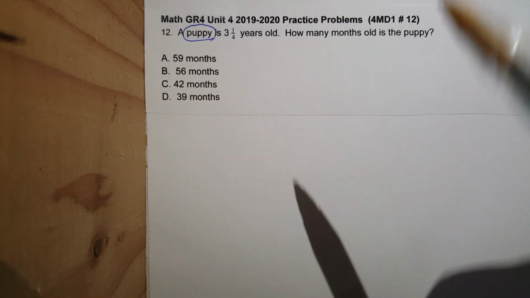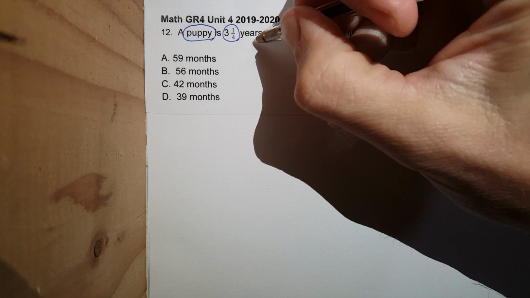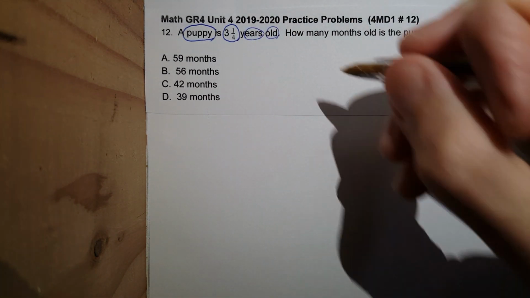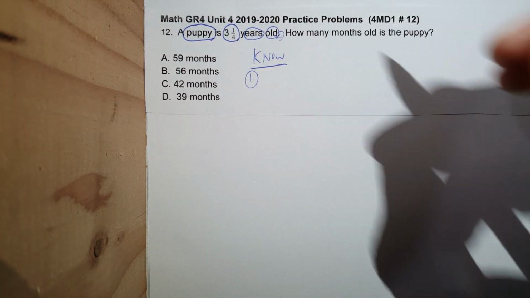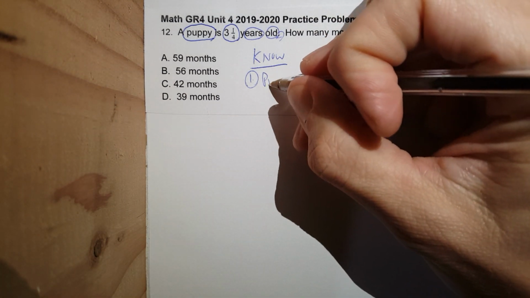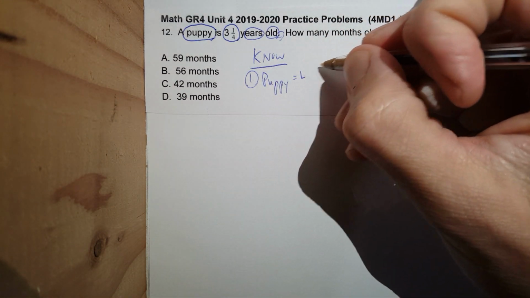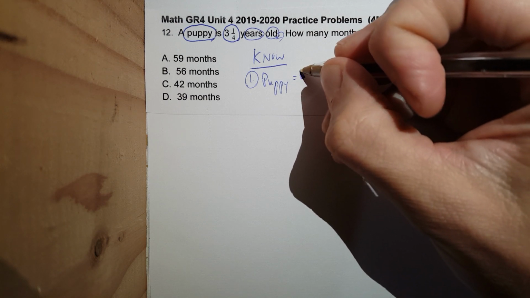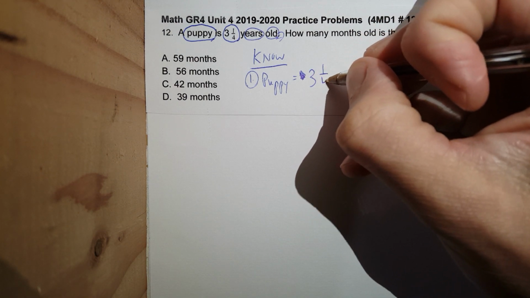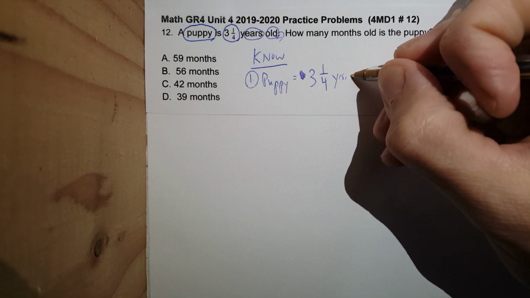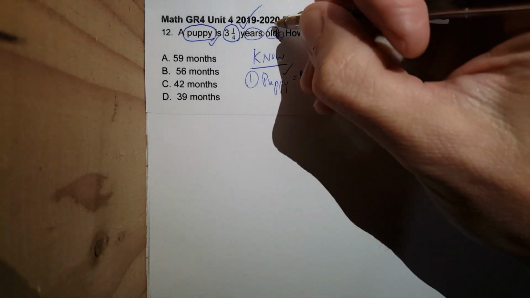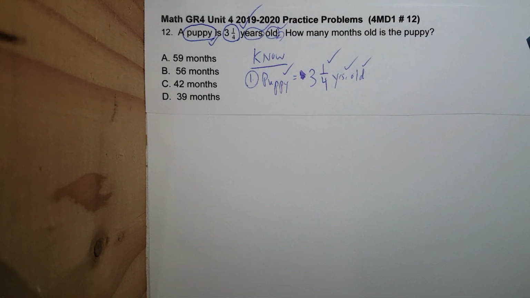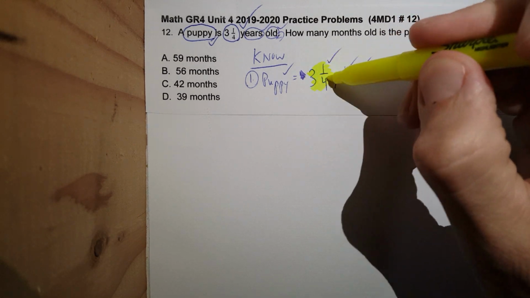A puppy is 3 1/4 years old. Just like yesterday, this is what I know. First sentence. What do I know? Puppy equals 3 1/4 years old. Don't write in pen. Check, check, check. See, I pulled that information out.